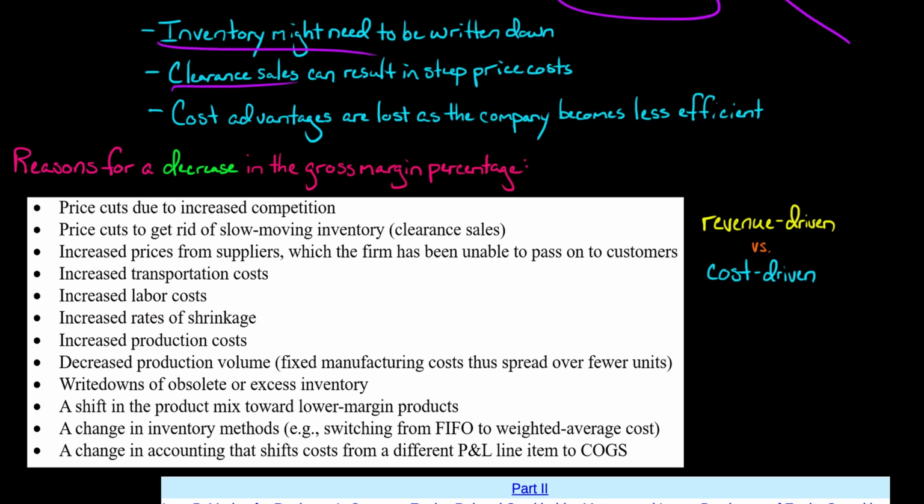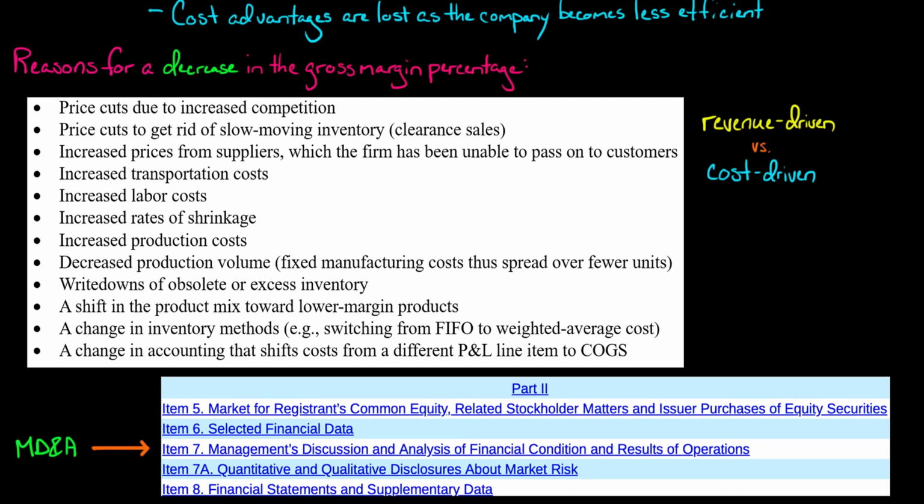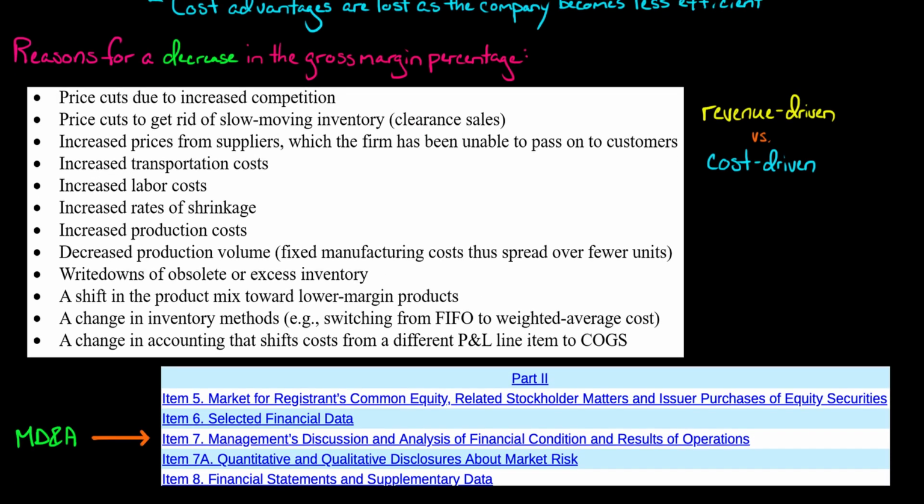So how do you know? If you're looking at a company, how do you know when you see the gross margin percentage going down, which one of these it might be? Well, what you can do, if this is a publicly traded company, public companies in the U.S. have to put out an annual filing, the 10-K, and in that 10-K, you'll see things like the financial statements and then the notes to the financial statements, but there's also this really helpful thing that people call MD&A, Management Discussion and Analysis.